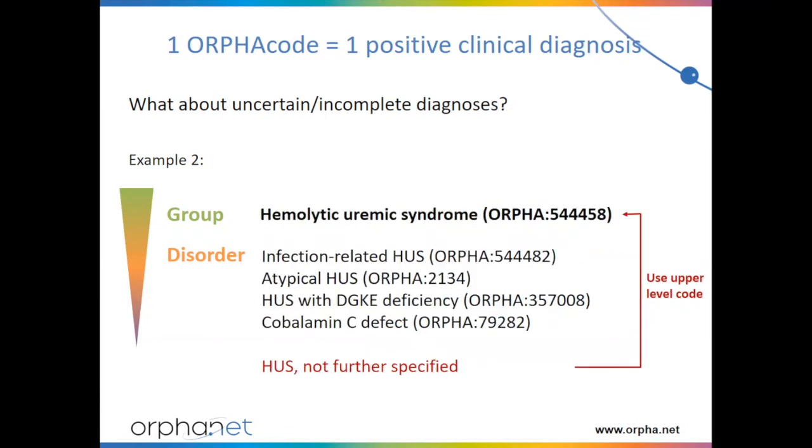The same can apply for disorders versus groups. You have a patient in whom the clinical manifestations of HUS were observed, but the known information does not allow us to determine what type of HUS it is yet. So you must use the code at the group level in this case, which will mean that the patient is awaiting a definitive diagnosis. And then the ORPHAcode can switch to the exact diagnosis at the disorder level.